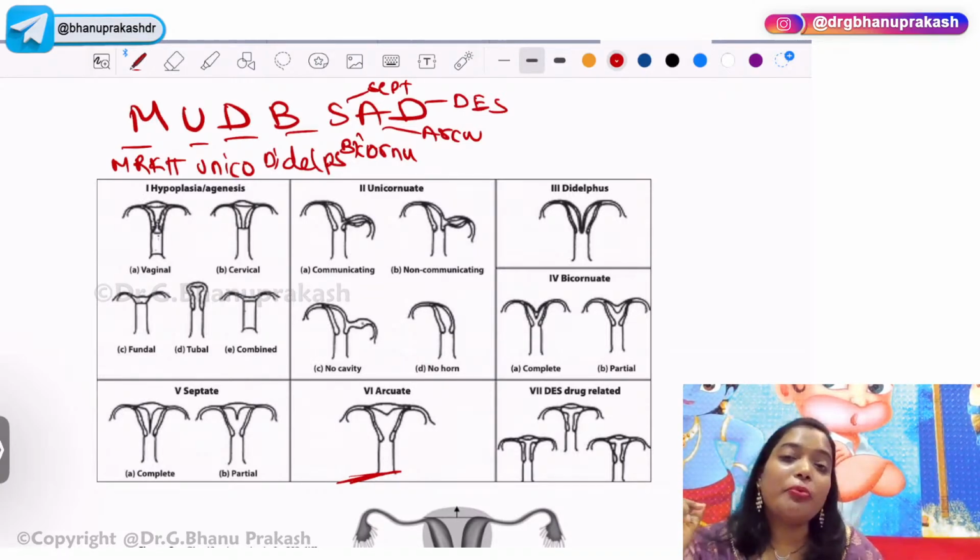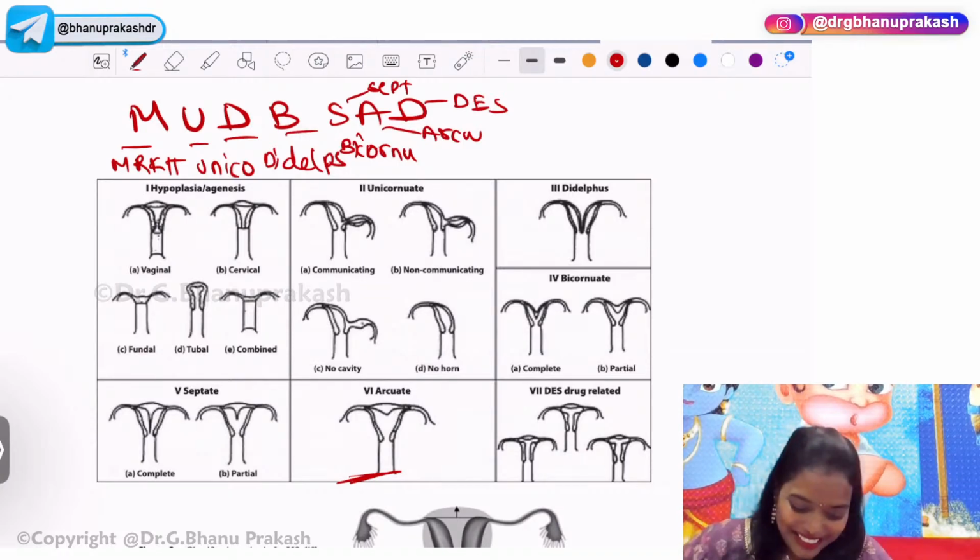What is the most common among all this? Septate. Worst reproductive outcome? Septate. Most common associated with infertility? Septate. Most common with abortions, septate. कुछ याद नहीं आ रहा है तो septate. Right.